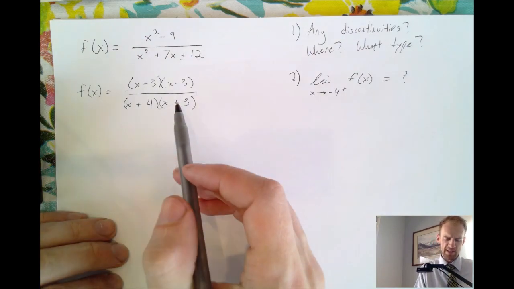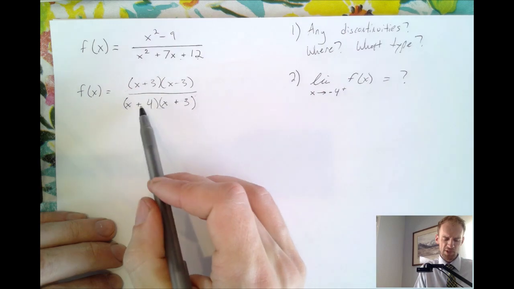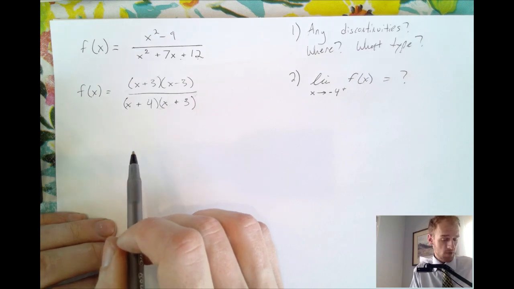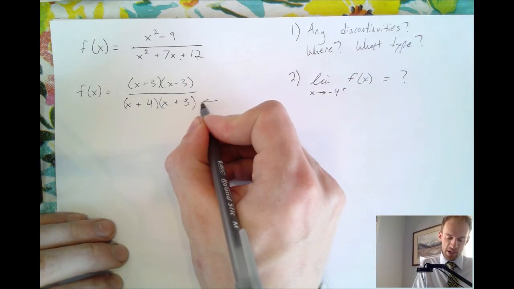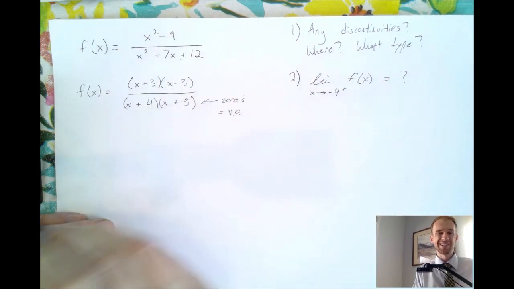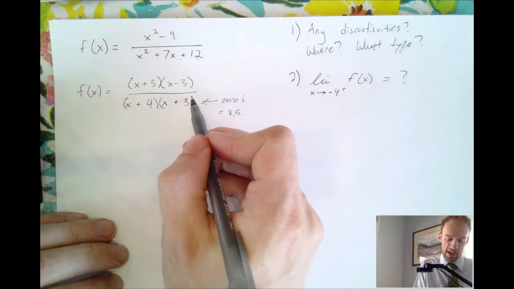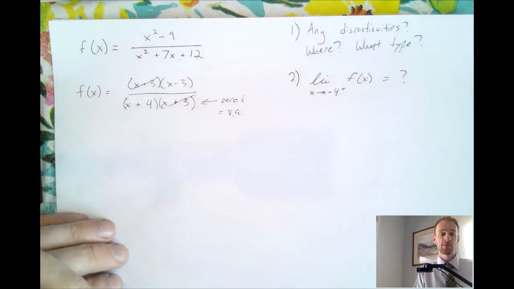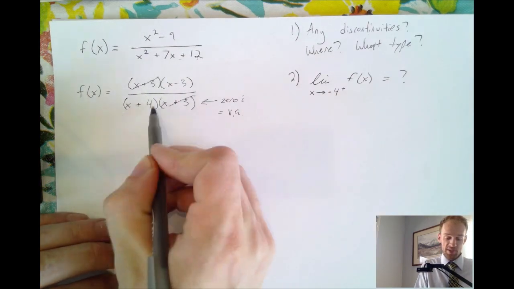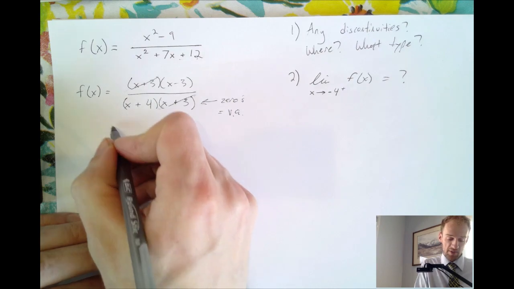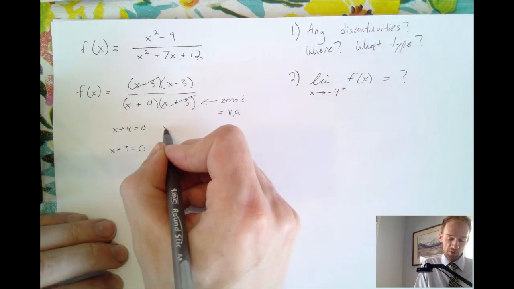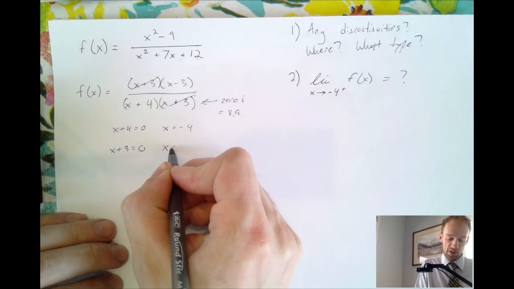But let's look at the factors of our numerator and denominator. You might remember from chapter 2 that the zeros of the denominator are vertical asymptotes unless one of them cancels with one of the numerators. Okay, so the zeros of the denominator are x plus 4 equals 0 and x plus 3 equals 0. In other words, x equals -4 and x equals -3.